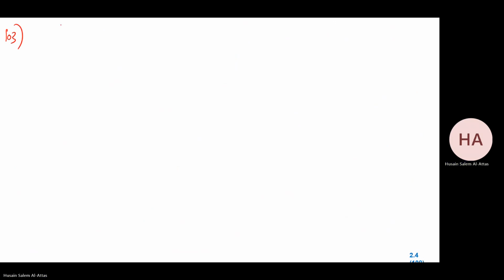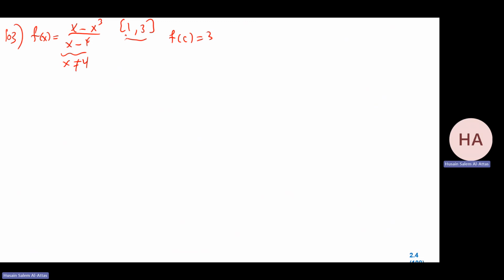same idea. The function is x minus x cubed over x minus 4 between the interval 1 and 3, and I'm looking for f of c equals 3. This function is continuous in this interval, because I need to avoid x equal to 4, which is not in this interval. So the continuity condition is satisfied for the intermediate value theorem here. But I'm working with f equal 3. So my function which I'm working with, g, is this minus 3 equals 0.